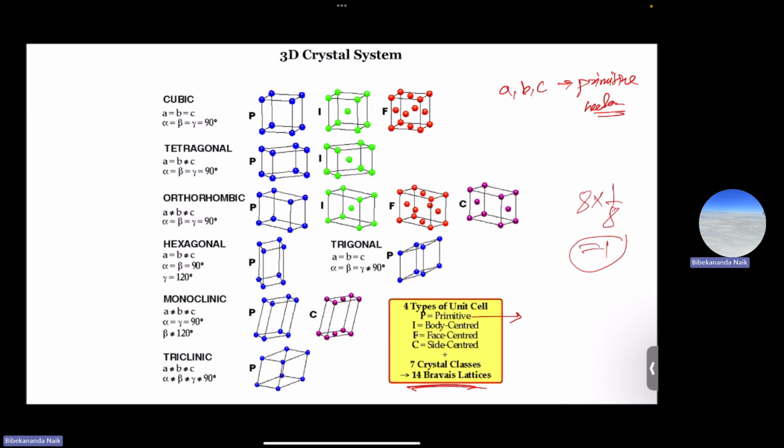So if you see different parameters, these are also mentioned here. There are conditions like whether A will be equal to B or will not be equal to C. And there are some other relationships also regarding alpha, beta, and gamma.